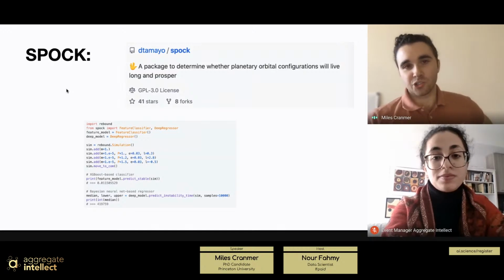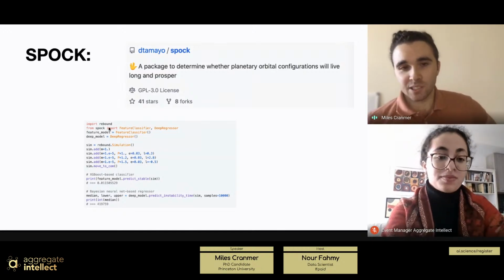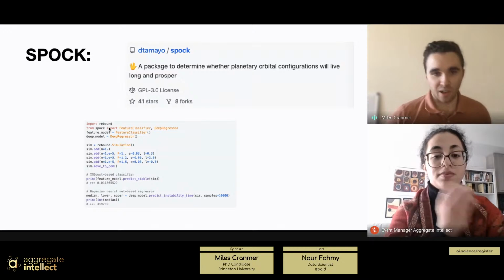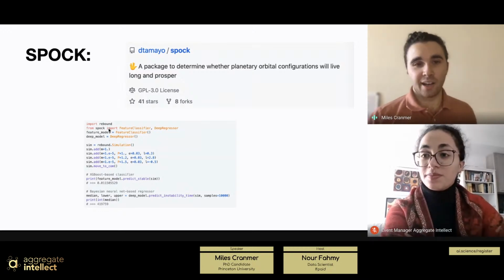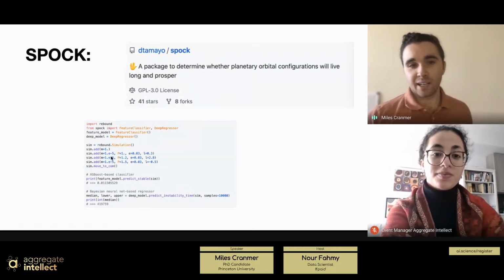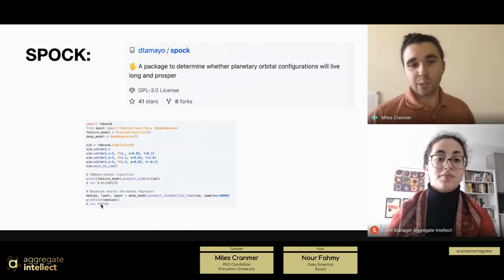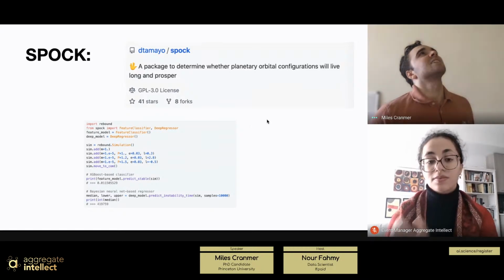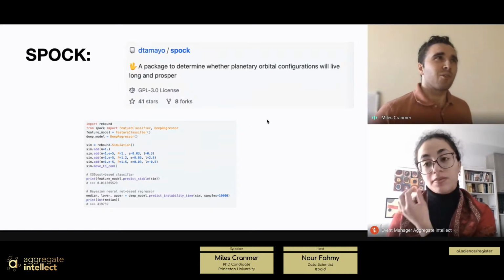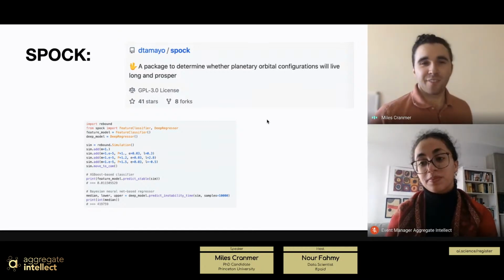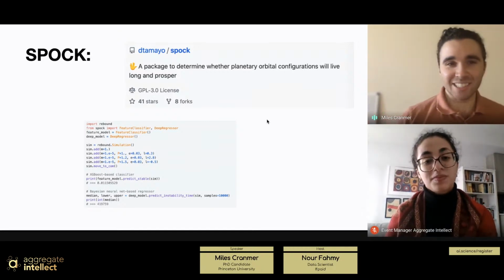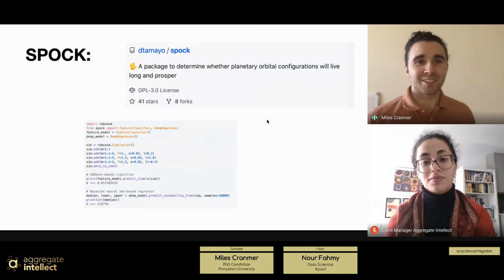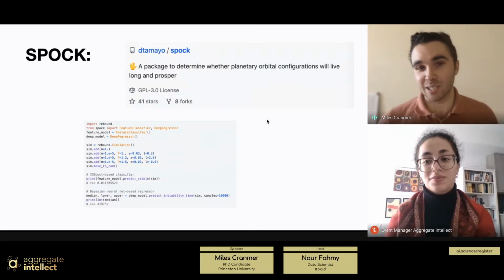If you want to try it out, there's training code and an inference model. This is more for an astrophysical audience, but if you're curious, you can try it out. You can basically generate a planetary system and then predict when it will go unstable. It's called SPOC. It is the stability of planetary orbit something classifier. I don't know, there is an acronym for it. It's to figure out whether planetary systems will live long and prosper.